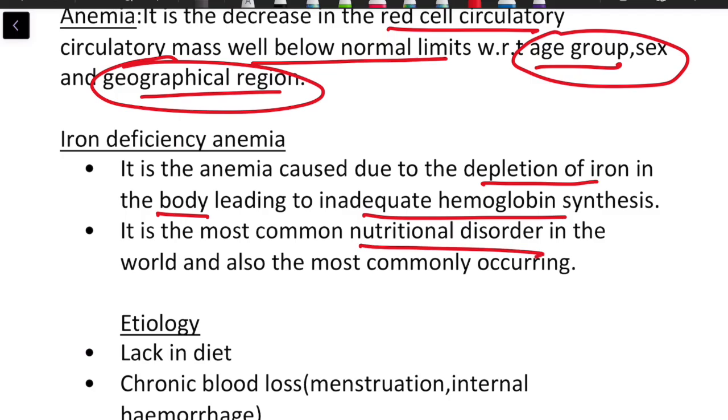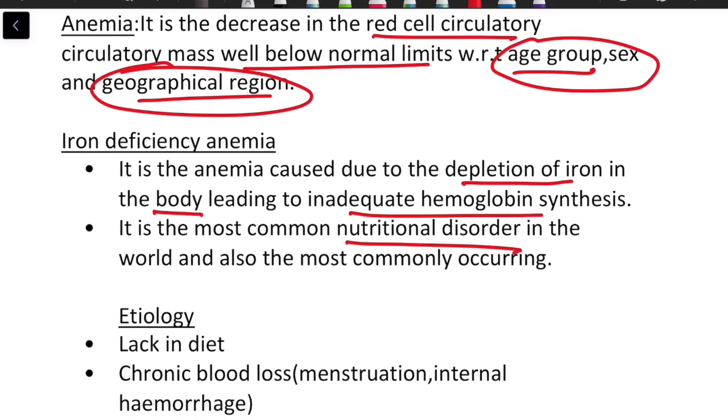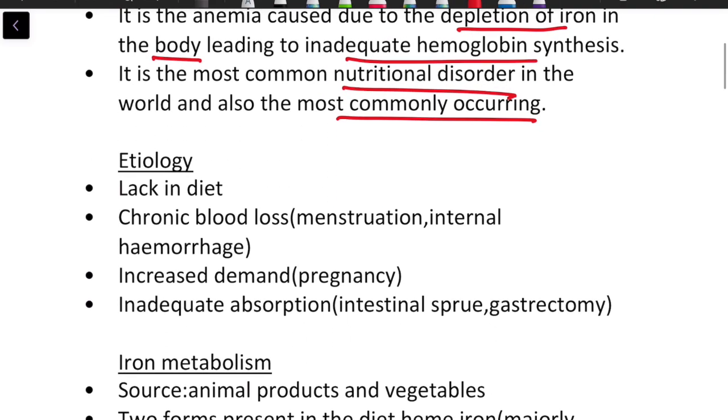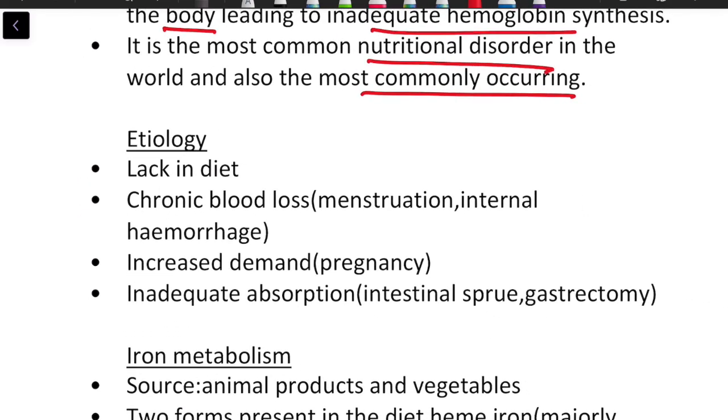Also, it is the most common nutritional disorder occurring in the world, and also the most commonly occurring anemia. So this line is also very important, that in clinics you will most frequently see that the etiology of anemia is iron deficiency. So, what is the etiology of iron deficiency anemia, or why does it occur? What are the causes? First of all, the most important cause is lack in diet, that the person is not taking adequate iron in the diet. He or she is a teenager, eats junk food, and is not consuming animal products like meat, milk, eggs due to some other reasons. So that can cause iron deficiency anemia.